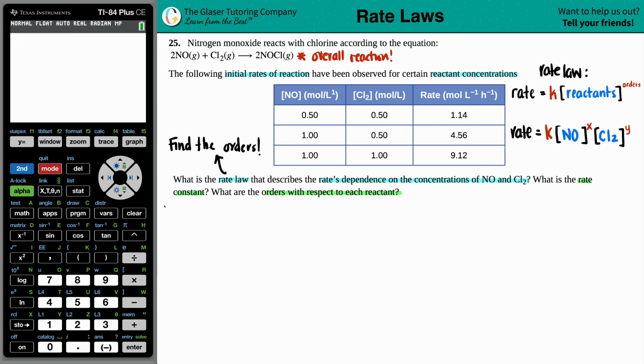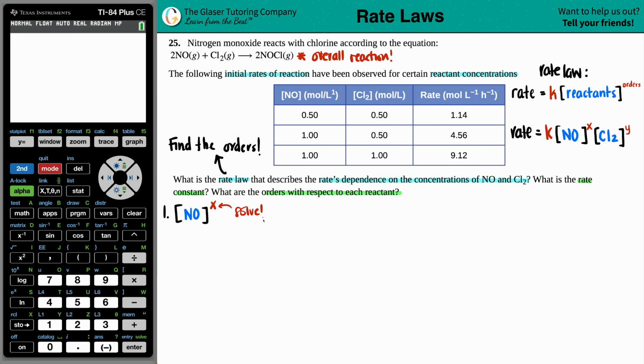So the first step is we need to pick which one we're going to solve for first. We can't solve for both orders at the same time. We have to do one at a time. So it doesn't matter, you choose. I guess we'll go from left to right. So I want to solve for the order that goes with NO, aka nitrogen monoxide. I want to solve for this variable.